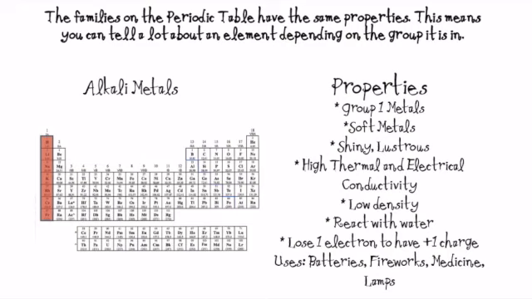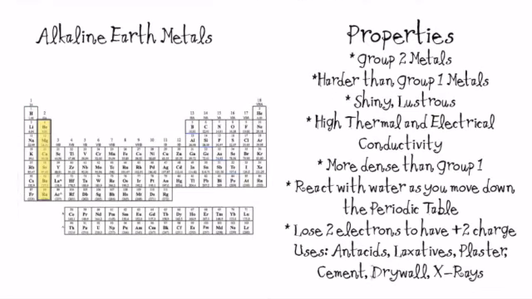They're very soft, they're shiny, they have a high thermal and electrical conductivity, they have a low density, and they will all react with water. These metals are going to lose 1 electron and have a positive charge. Some of the uses are batteries, fireworks, medicine, and lamps.